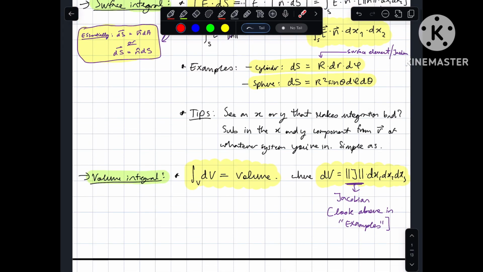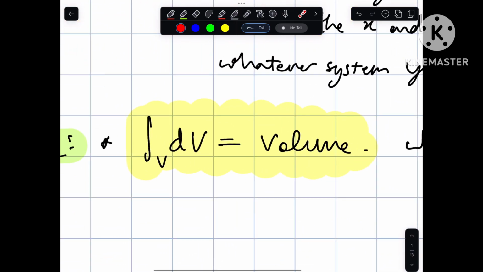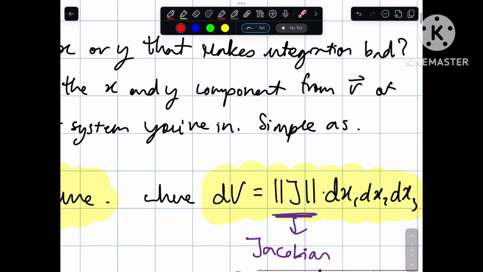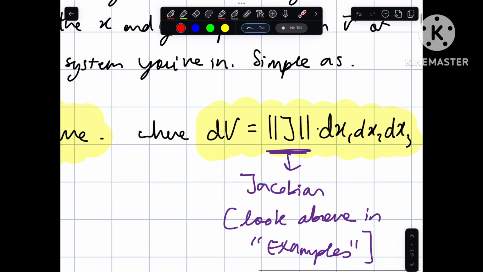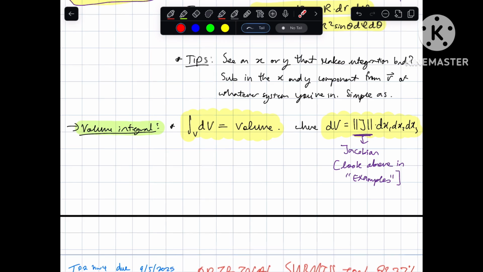This one was super simple. It was just find the volume of a sphere, which is dv equals volume, where dv is your scalar dv. So you have the Jacobian times your little integration elements, and you get the volume of a sphere.